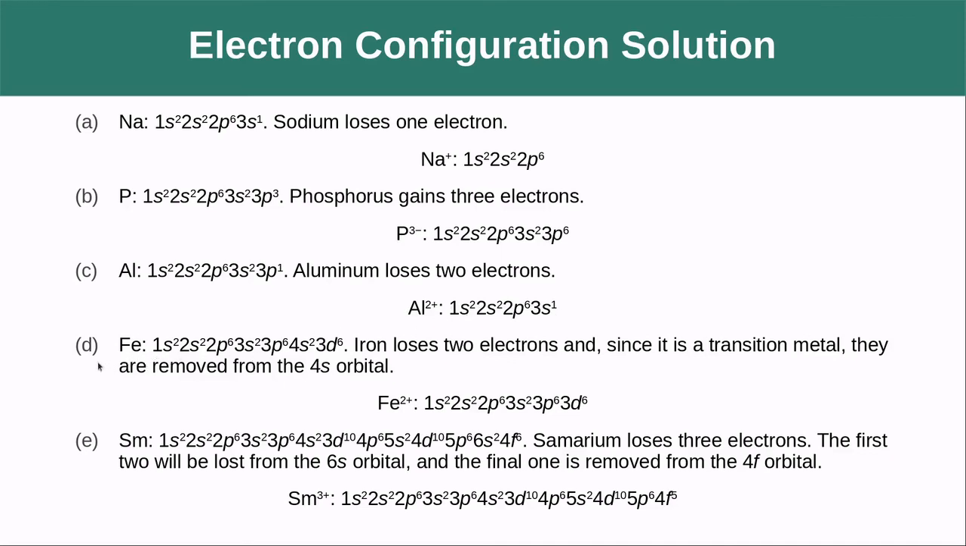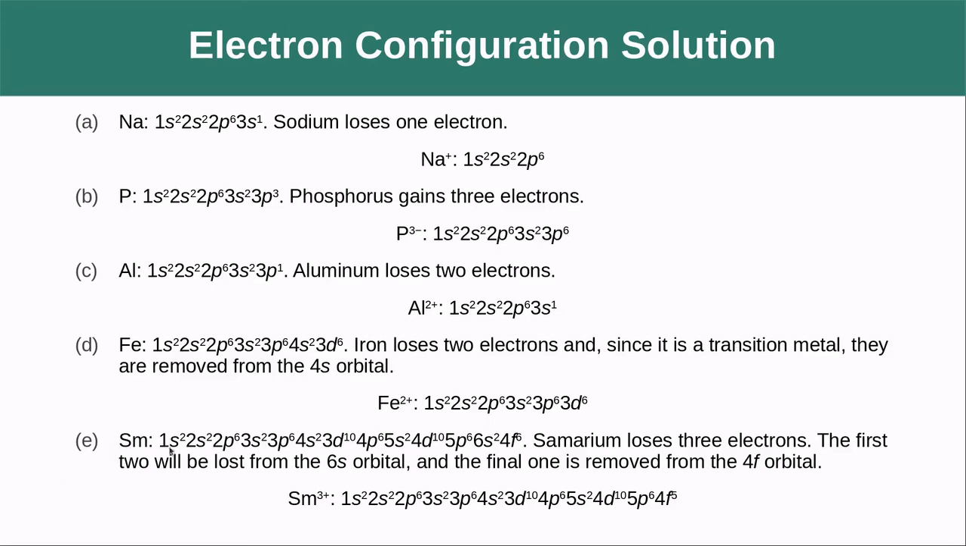Iron, now we're into our transition metals, okay? If iron loses 2 electrons, and since it's a transition metal, they are removed from the 4s orbital first. So we're going to go to this highest s orbital, and we're going to take those 2 electrons from it, and it's going to keep its d orbitals.